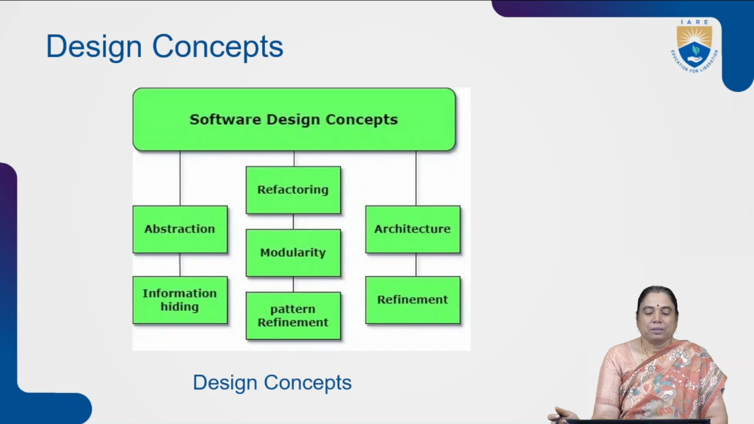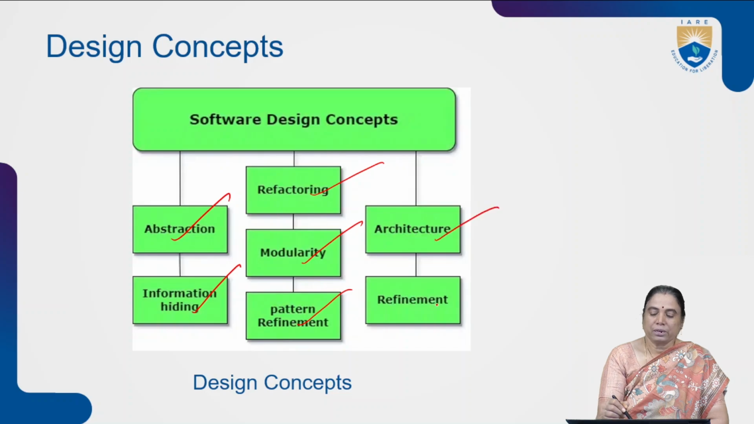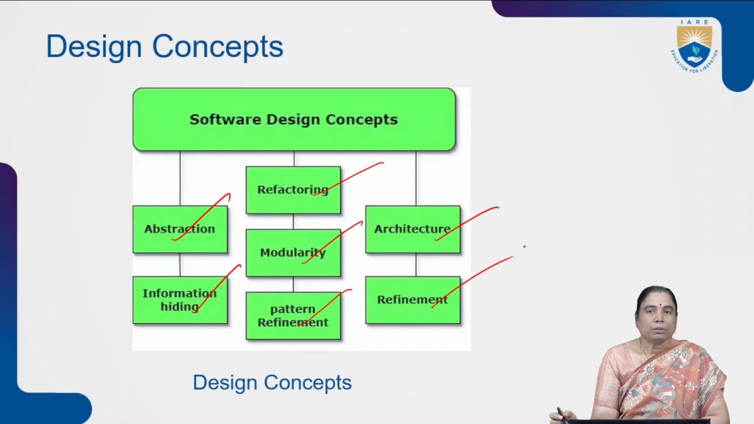The major design concepts are abstraction, information hiding, refactoring, modularity, pattern refinement, and architecture refinement. The design reflects the structure of the various components, their properties, and the relationships between them. Abstraction is used to represent a component at a high level by hiding the implementation details at the low level.